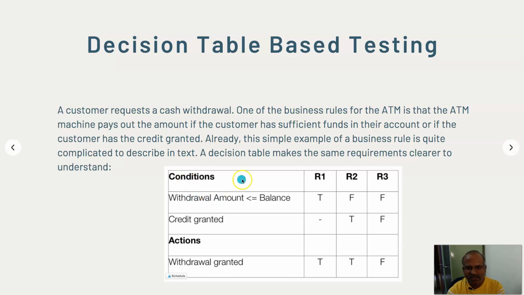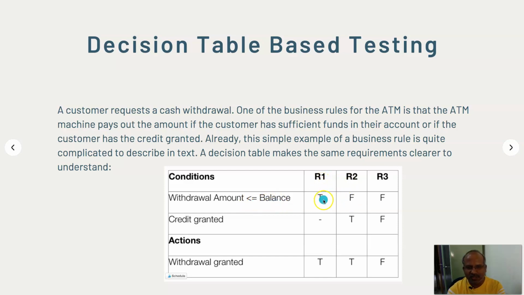So you can make a decision table, as we mentioned, where inputs are rows, right? The inputs are basically withdrawal amount less than or equal to balance, credit granted, and withdrawal granted. The action, the output, is basically that the withdrawal is done, right? Withdrawal is granted. And what are the rules? Rules 1, 2, 3, right? So this is, say, withdrawal amount less than balance, right?